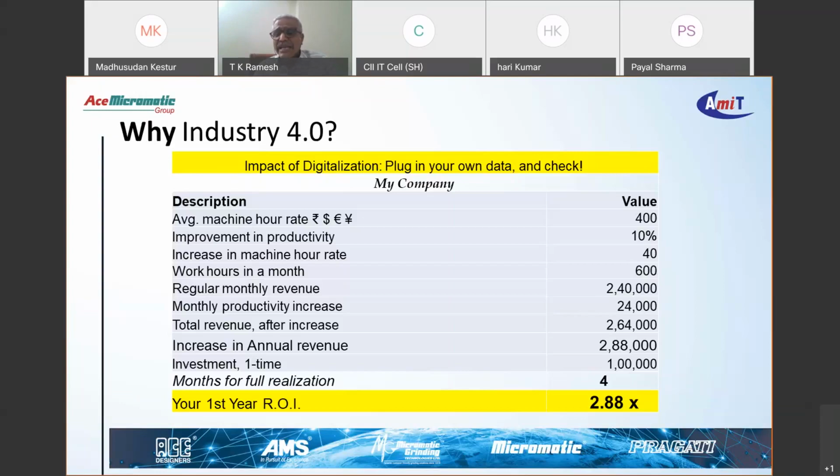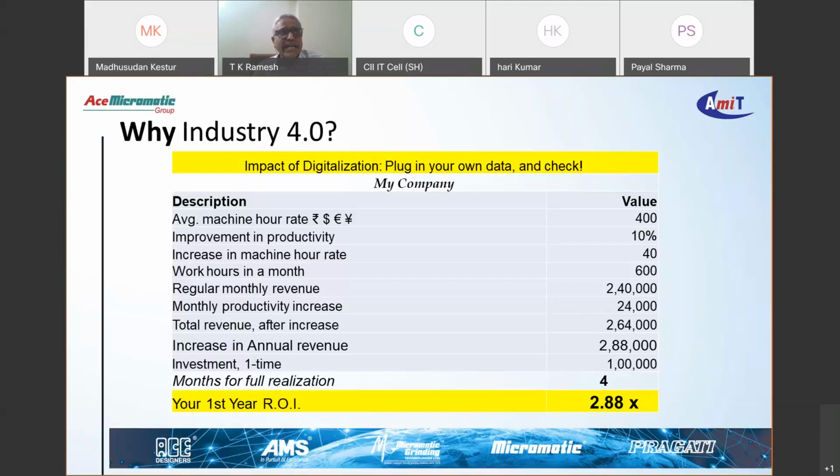So what I'm really trying to show you is that 24,000 rupees or $24,000 or 24,000 units per month gives you an annual value of about 2,88,000 units in a year. And typically, an investment to do that on one machine perhaps would be somewhere in the 1 lakh range.